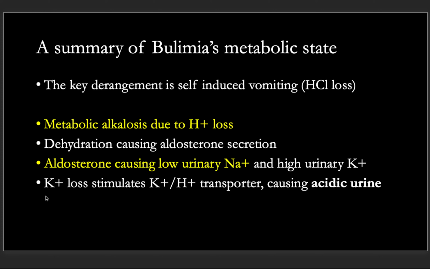Now, this is kind of a higher level concept. But once you start losing potassium, your body wants to reabsorb it. So that compensation causes acidic urine because you're trading potassium for hydrogen in an effort to prevent life-threatening hypokalemia.